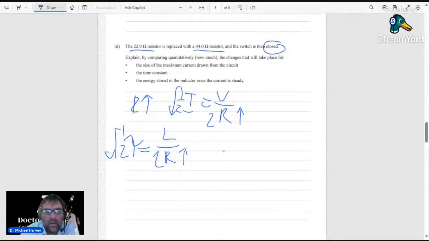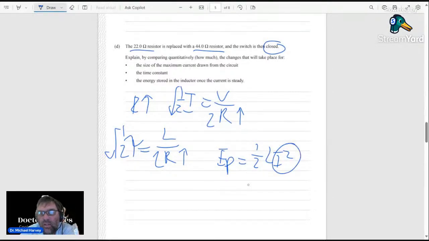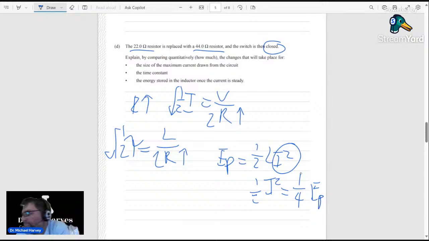And the potential energy in the system will equal half L i squared. So we've halved the current, so that means it's going to decrease by a quarter. I squared, it's half I squared, that's going to be a quarter EP.